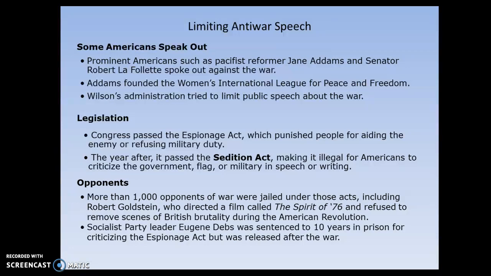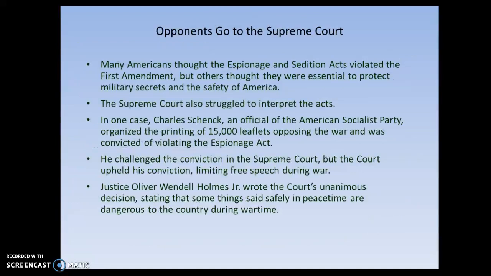Congress passed the Espionage Act, which punished people for aiding the enemy or refusing military duty. The year after this, it passed the Sedition Act, which made it illegal for Americans to criticize the government, flag, or military in speech or writing. More than 1,000 opponents of war were jailed under those acts, including Robert Goldstein, who directed a film called The Spirit of '76 and refused to remove scenes of British brutality during the American Revolution. Socialist Party leader Eugene Debs was sentenced to 10 years in prison for criticizing the Espionage Act, but was later released after the war.